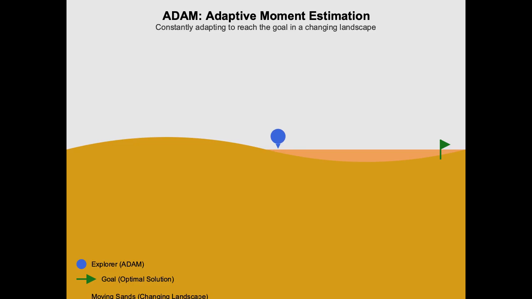Exactly. And the paper actually goes into a lot of detail about the math behind all of this, like how it handles those sparse gradients. But the main point is it's designed to be really efficient. Okay, so we've got this smart explorer. It can adapt. It can correct itself.